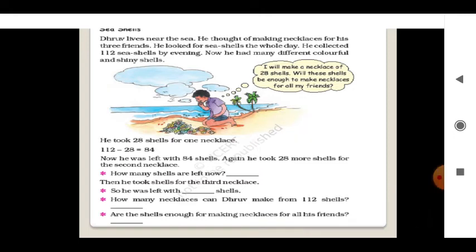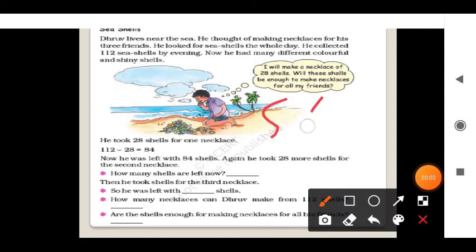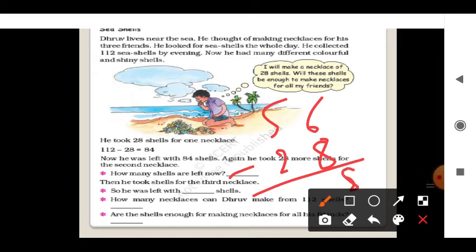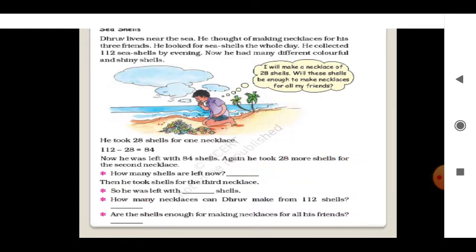So 56, if you minus 28, 56 minus 28 is how much? 16 minus 8 is 8. Here 4 minus 2 is 2, 28. See again, 28 shells are remaining. So 28 remaining means he already made 3 necklaces. Again 28 shells are remaining, so one more necklace he can make. So totally 4 necklaces he can make from 112 shells.